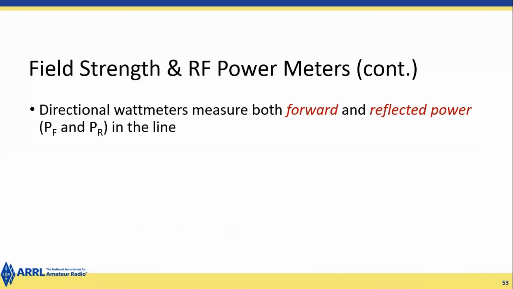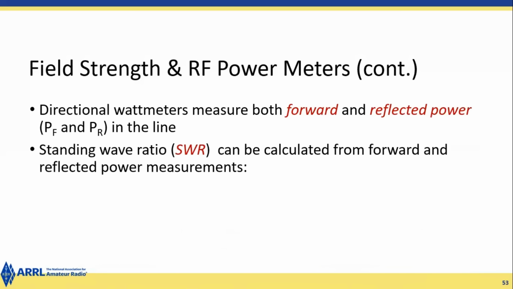Directional watt meters can be used to measure both forward and reflected power. Standing wave ratio can be calculated from forward and reflected power measurements. The SWR formula is right down there. It's the ratio of the power reflected versus power forward.